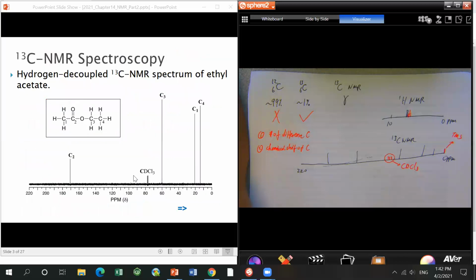Here are real carbon NMR signals. For isoacetate, there are four different carbons, and you see four peaks, all singlets, no doublets or triplets, because of the decoupling. You also see a small bunch of peaks here, three peaks around 77. That's from CDCl3, so please keep that in mind.